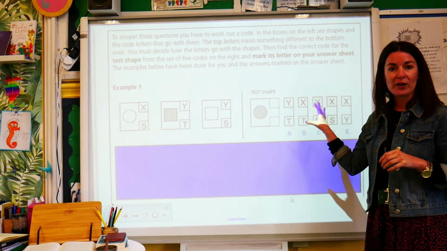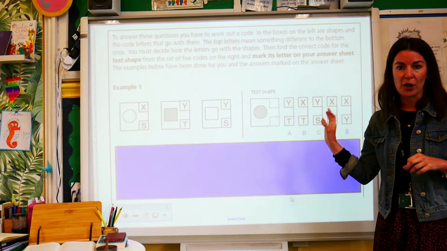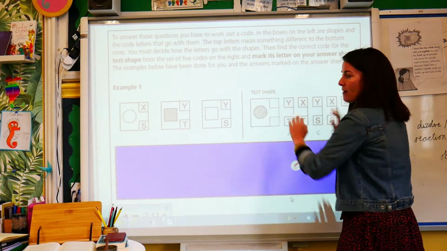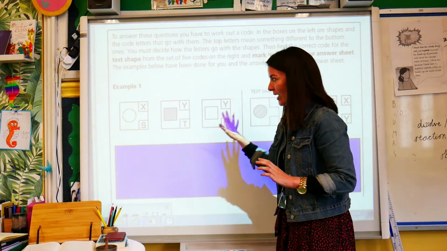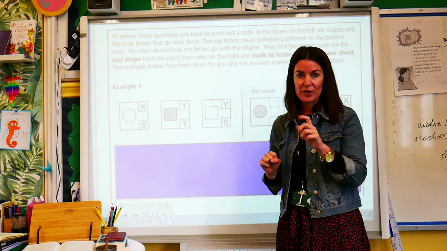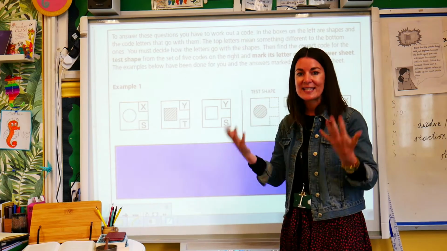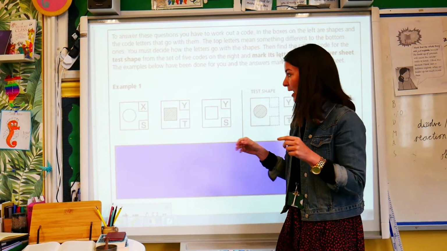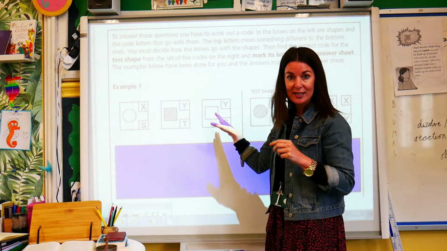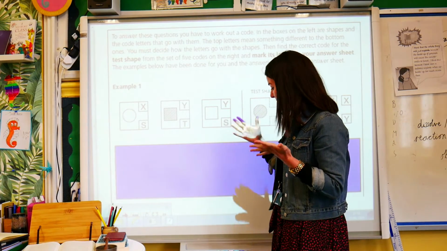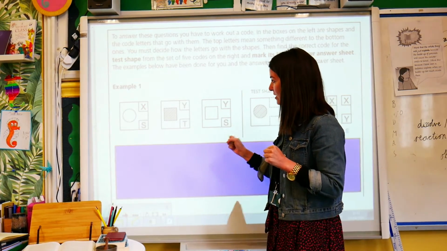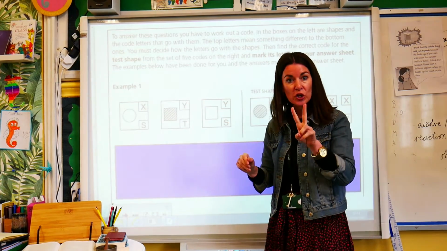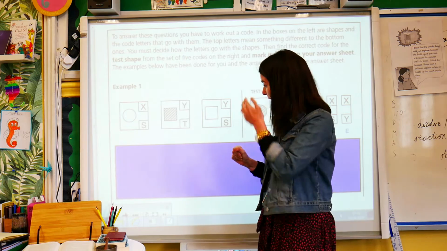I think when you first look at these, they can look a little bit scary and overwhelming. So for the time being, I just want you to ignore all this. We're going to focus on this here, okay? Now, the first thing you do is think, what's the same? What can I see that's the same? I suggest the first thing you look at is the shapes. I notice that we've got a circle, a square, a square. So I've got 2 squares that are the same.